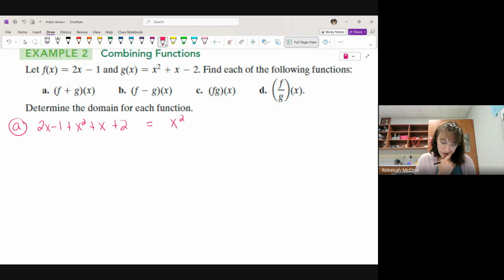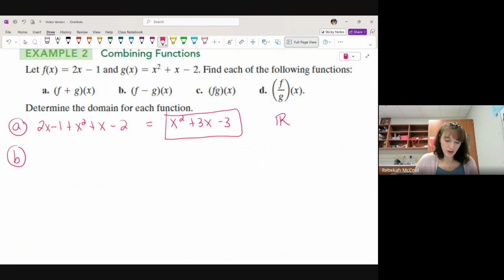So x squared is going to come first. We'll have 2x plus x, which is going to be 3x. And then negative 1 plus 2 is going to be, oh, that's a minus 2. Negative 1 minus 2 is going to be a negative 3. Now we are supposed to determine the domain. So since this is a quadratic, no issues, domain would be all real numbers.